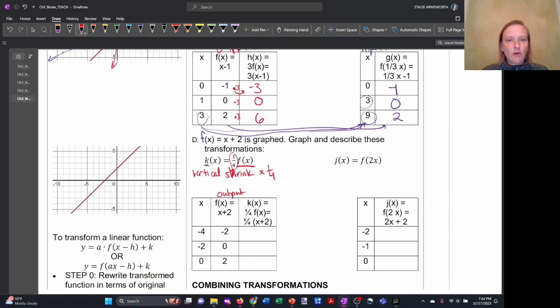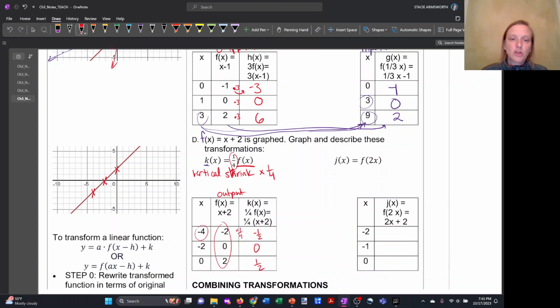So if we plot these original 3 points on our original function, an input of -4 gives us a value of -2. -2 as the input gives us a 0 output, and 0 input gives us +2 output. So there are the 3 points that we just graphed. And now I'm going to transform this function to k by multiplying each of these output values by 1/4. So -2 times 1/4 is -1/2. 0 times 1/4 is 0. 2 times 1/4 is +1/2.